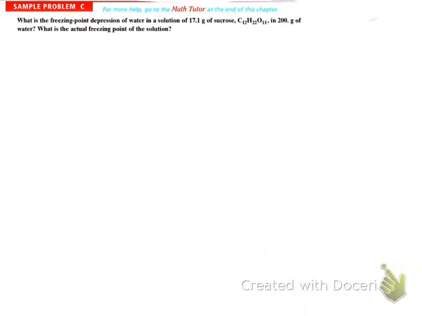We did this one in class, but I'll review it now. It says, what is the freezing point depression of water in a solution of 17.1 grams of sucrose, C12H22O11, and 200 grams of water? What is the actual freezing point of the solution? Well, there are three steps to solving this problem.